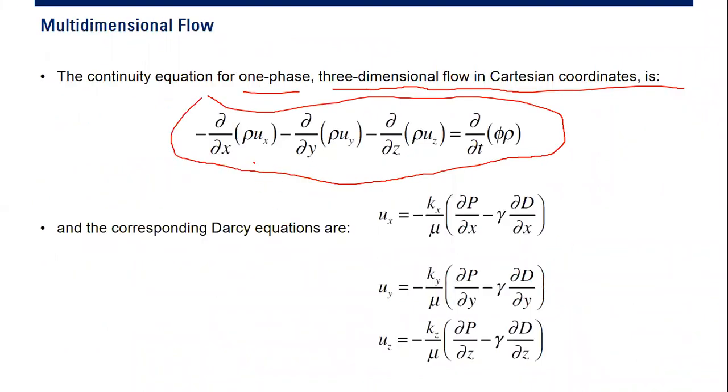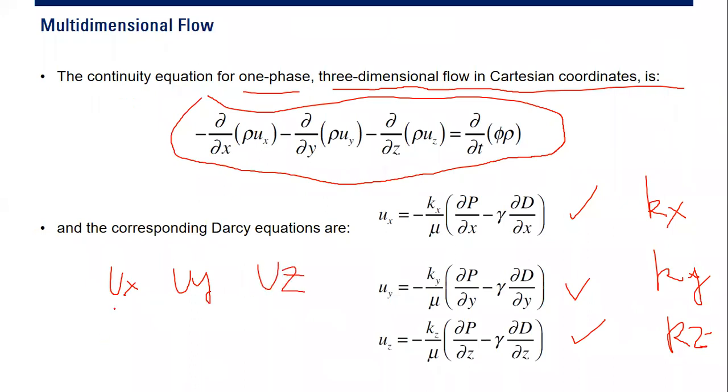So you see, we have UX, UY, and UZ. And we also modify the Darcy equation. Darcy equation-nya pun kita representasikan lagi dalam tiga dimensi. So we have UX, UY, and UZ. And you have permeability in the X direction, permeability in the Y direction, and permeability in the Z direction. So we express in three-dimensional flow. We have UX, UY, UZ, and we have KX, KY, KZ.